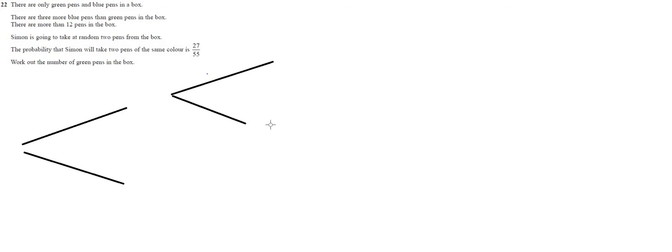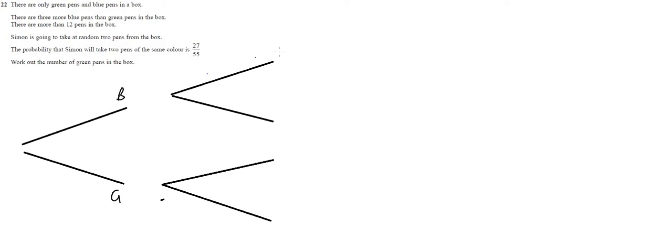So let's draw a tree diagram. So that's going to be 1, and that's going to be the other. So we have blue and green. And then I'm going to choose a second one, also going to be blue or green, and then the second one. Okay. So let's do blue and therefore green, blue, green, blue, green.